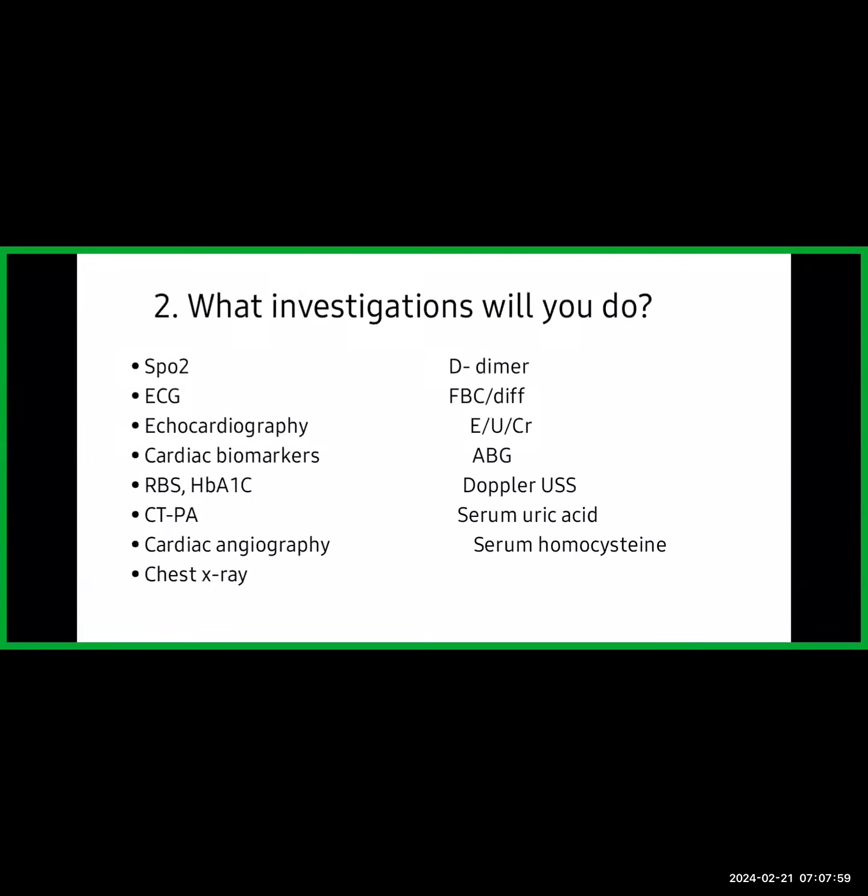The question number 2 says, what investigations will you do? Looking at the top 4 differentials of acute myocardial infarction, acute aortic aneurysm, acute pulmonary embolism, and acute pericarditis, a patient presenting with this kind of symptom, you would like to know the pulse oximetry. You want to know the oxygen saturation by using pulse oximetry as early as possible. Electrocardiography is very, very important. It can differentiate almost all the top 4 differentials.